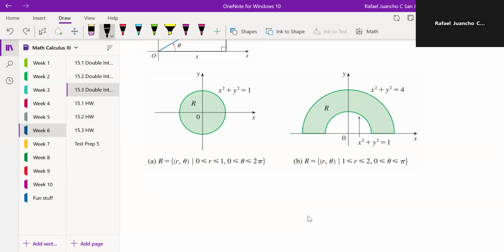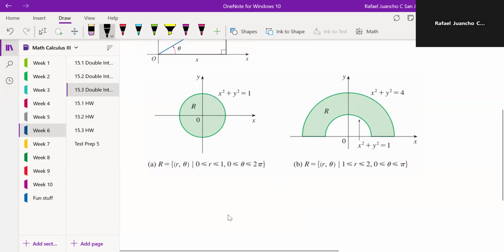And similarly, theta is from 0 to pi. Now, how do we know that? We start at 0, and we move here. This is not a full rotation, but a half rotation, so that's pi. If I had a full rotation, that would have been 2 pi. But in this case, it's just pi because it's just half a rotation, or in other words, 180 degrees. So these are also regions that we can conveniently describe with polar coordinates.